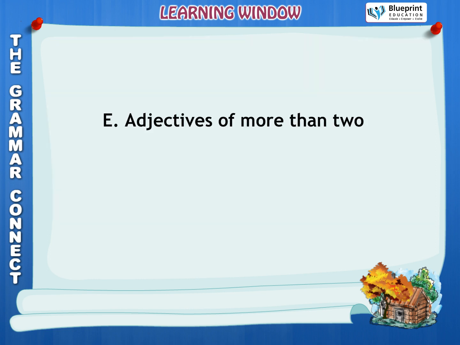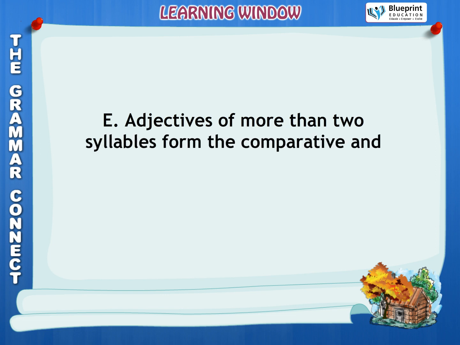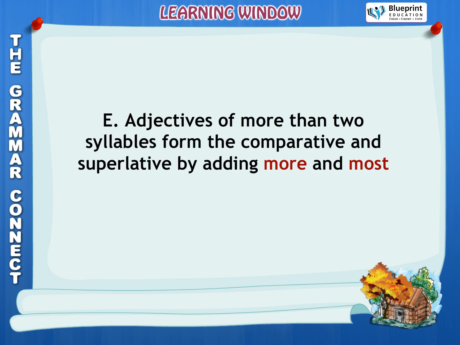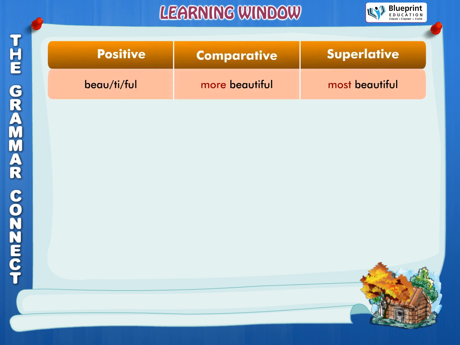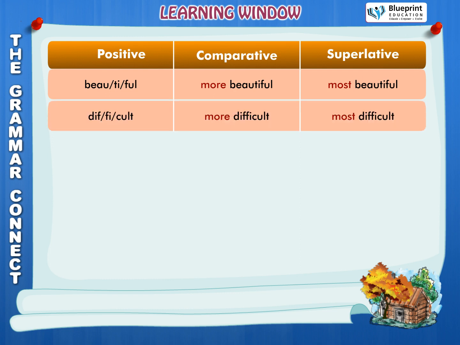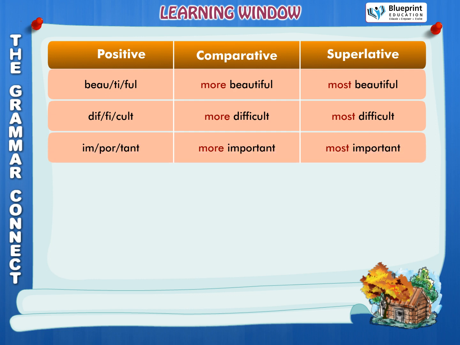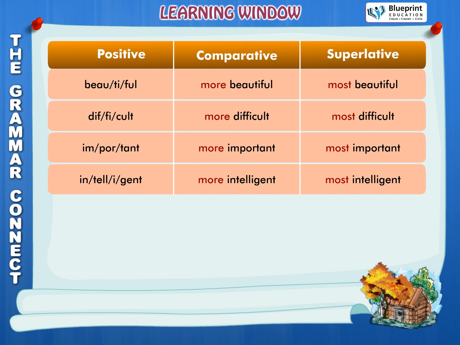E. Adjectives of more than 2 syllables form the comparative and superlative by adding more and most before the positive adjective. Positive, beautiful. Comparative, more beautiful. Superlative, most beautiful. Difficult, more difficult, most difficult. Important, more important, most important. Intelligent, more intelligent, most intelligent.